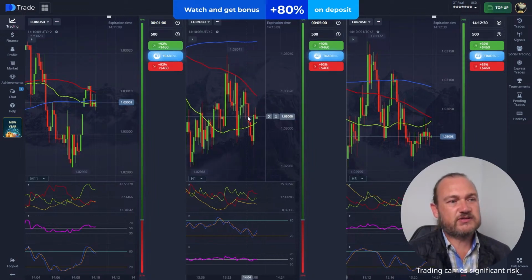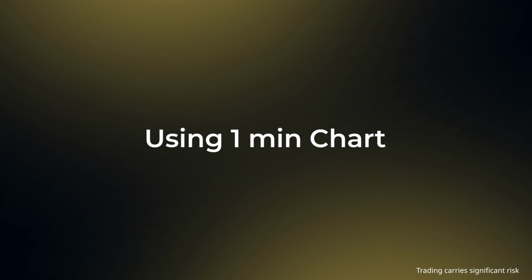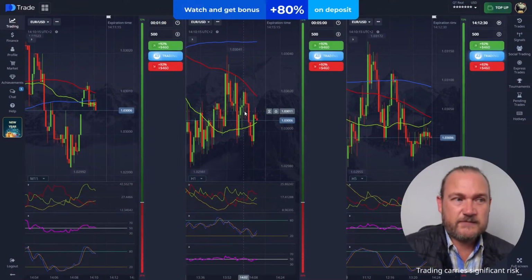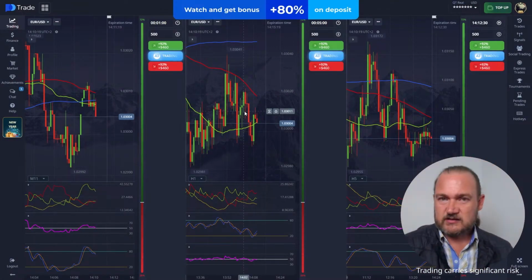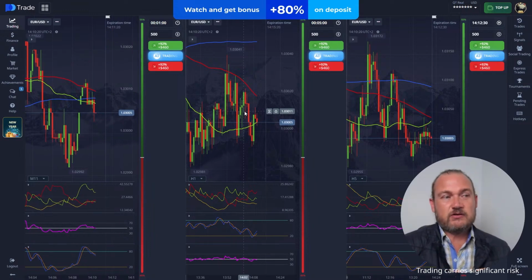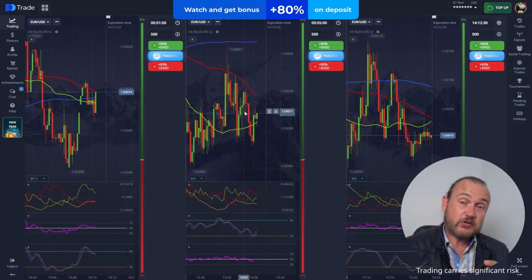What we're going to do now is use our 1 minute chart. We're going to use the trading strategies we use. If you use different trading strategies, it doesn't matter, but we're going to find entries from our strategy on the 1-minute chart.